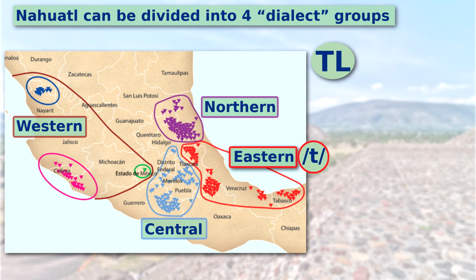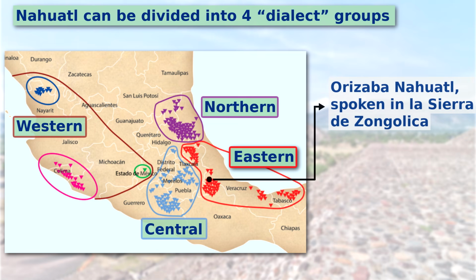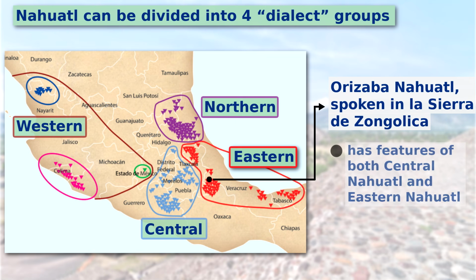In Eastern Náhuatl, it has come to be pronounced T, so the name of the language is pronounced Náhuatl. In Western Náhuatl, it has come to be pronounced L, so the name of the language is pronounced Náhuatl. The degree of mutual intelligibility is low between some varieties, while varieties geographically close to each other tend to have high mutual intelligibility. The modern variety that we'll focus on in this video is Orizaba Nahuatl, spoken in the mountainous Sierra de Zongolica area south of the town of Orizaba. This variety has features of both Central Nahuatl and Eastern Nahuatl.